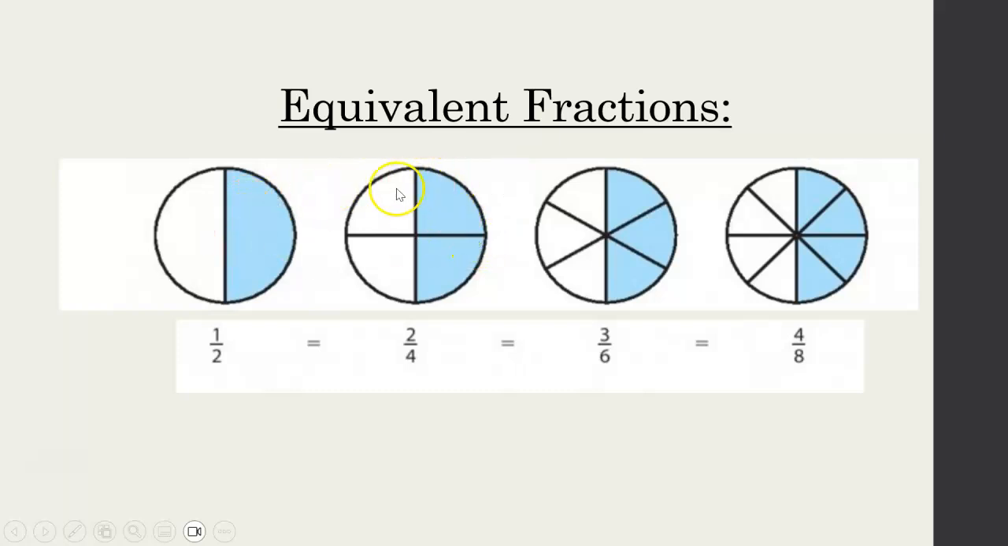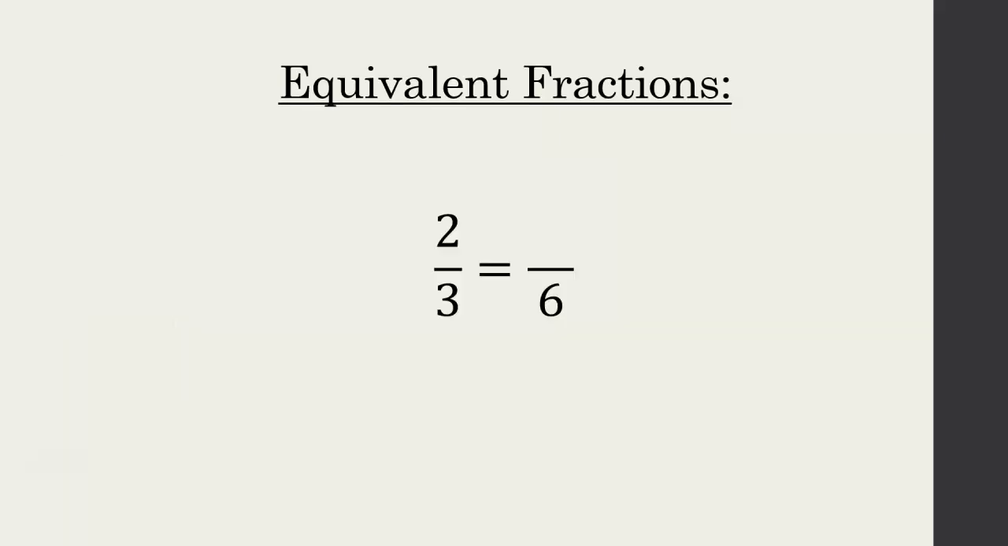Now I know I've divided it up into different amounts, like this. This circle here is divided up into 6 bits. This circle here is only divided up into 2. But the amount of the circle that's actually shaded is exactly the same in each of them. And that's what we mean visually by equivalent. It's the same amount of space that's taken up.